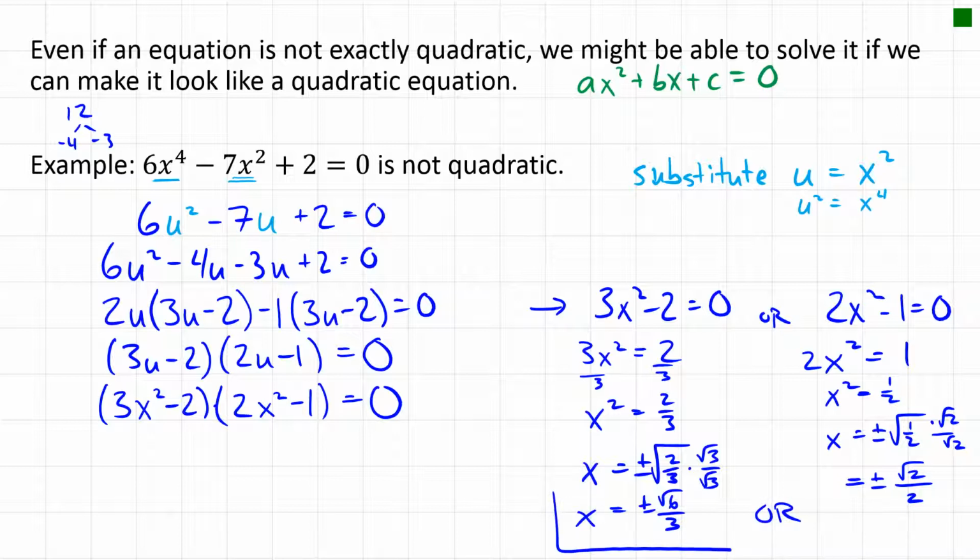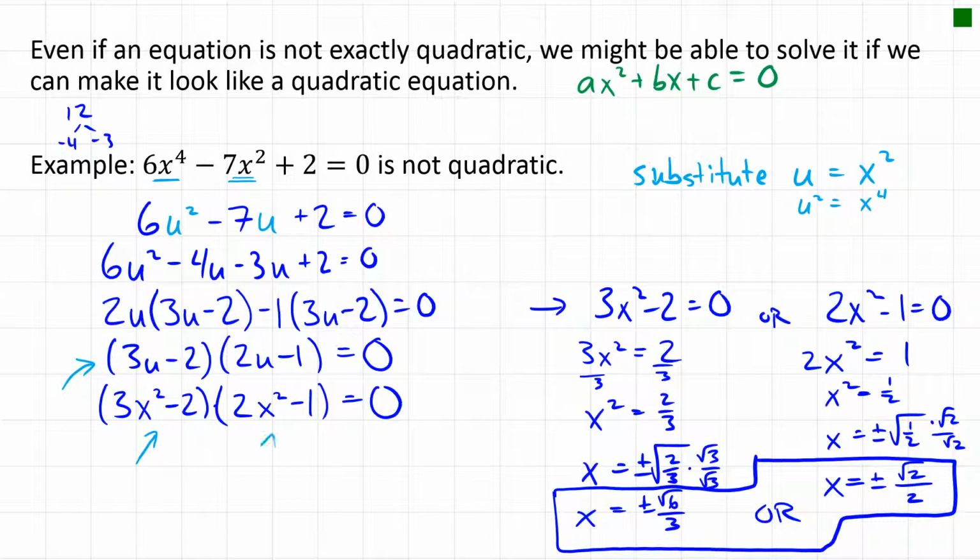Either x is equal to plus or minus root 6 over 3, or x is equal to plus or minus the square root of 2 over 2. So we were still able to solve this not quadratic equation using our quadratic equation skills. And we ended up getting 4 possible solutions because we had 2 solutions to this u equation, and then when we substituted x back in for u, we had 2 solutions for each of those solutions from the zero product property.